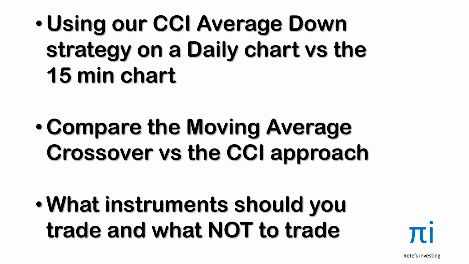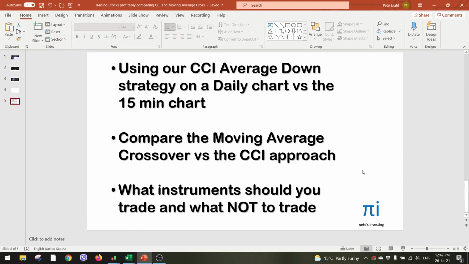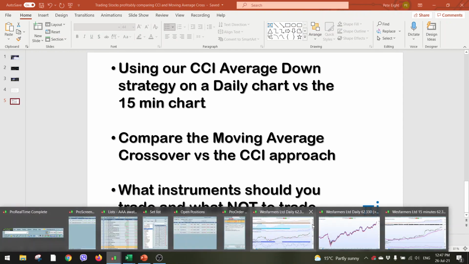So let's get started. We're going to be looking at the CCI average down process from the 15-minute chart and how that compares to the daily chart. We're looking at comparing the moving average crossover versus the CCI approach, and what instrument you should be trading and what not to trade. So let's first get stuck into the normal chart we look at.